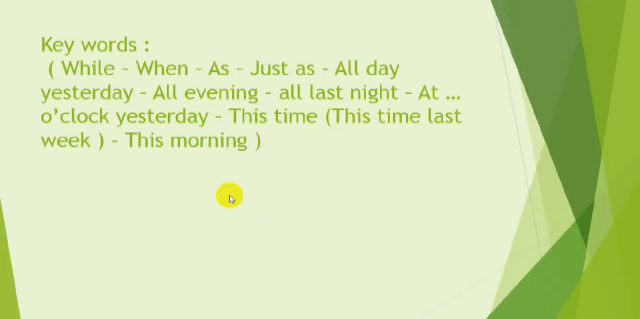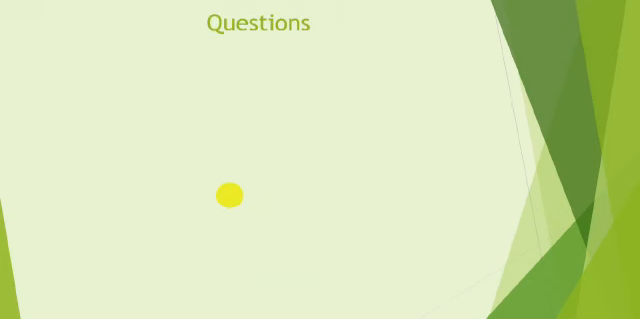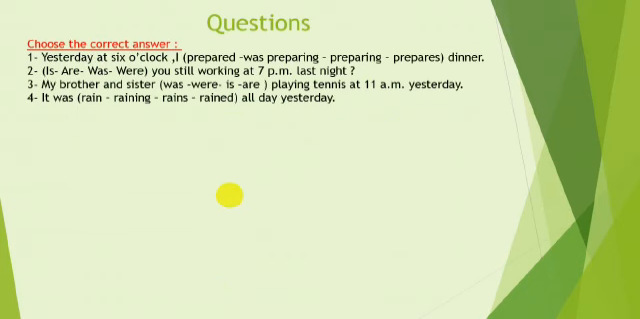Okay. Grammar always loves questions. Let us answer some questions together now. Are you ready? Come on. So those are the choose the correct answer questions. Let's say it together. Number 1, it says, yesterday at 6 o'clock. It's in the past and a specific moment, a specific time, right? Okay. I prepared, was preparing, preparing, or prepares dinner. It's going to be what? Yeah, a specific time in the past. So I'm going to use the past continuous, which is here. Excellent! I was preparing dinner.